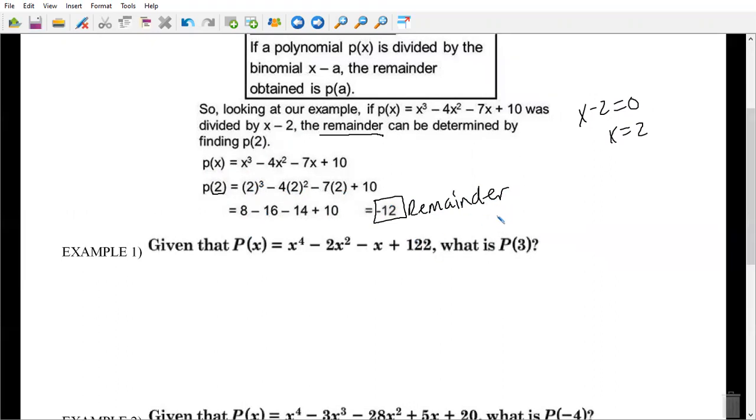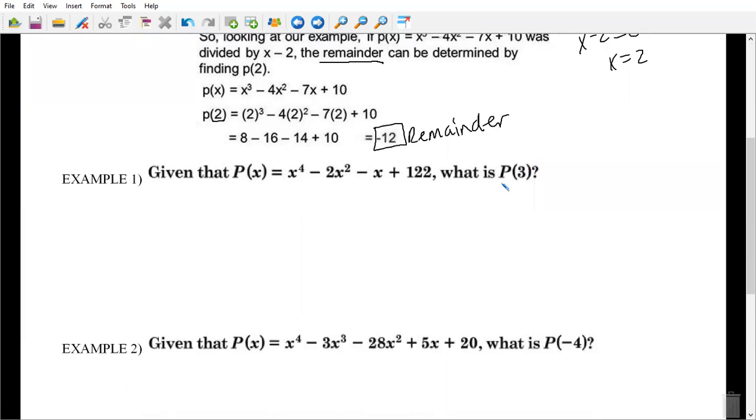Because of that, I can use synthetic division to evaluate. It makes it a little easier because I don't have to deal with such large numbers all the time, and it's just an option for evaluating. So for example, looking at this function notation, we have p of 3. If I wanted to find p of 3, option number 1 is I can do 3 to the 4th minus 2 times 3 squared minus 3 plus 122, and get my answer the old school way. Agreed?